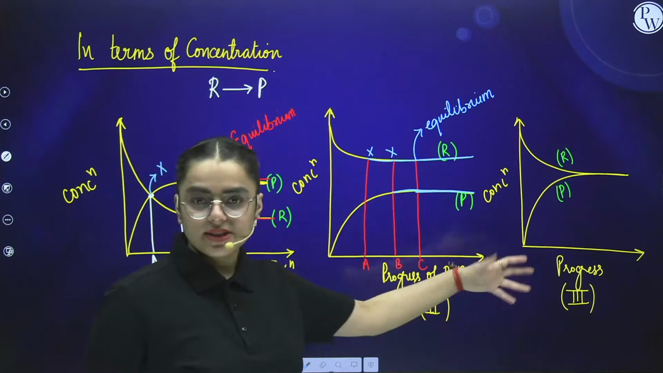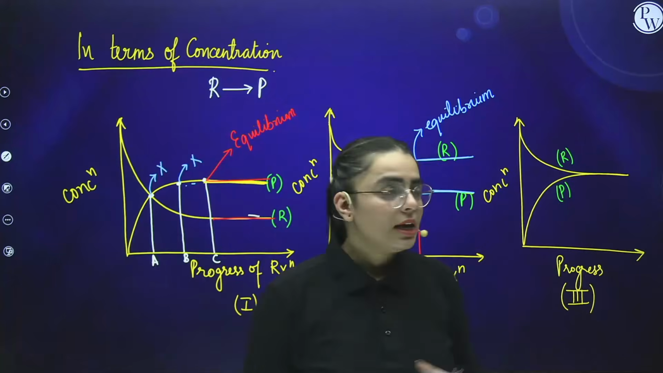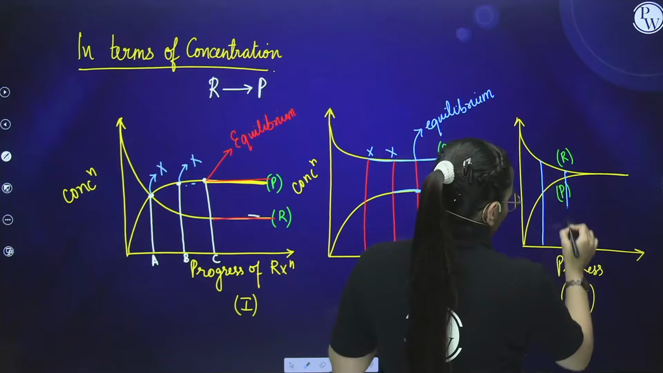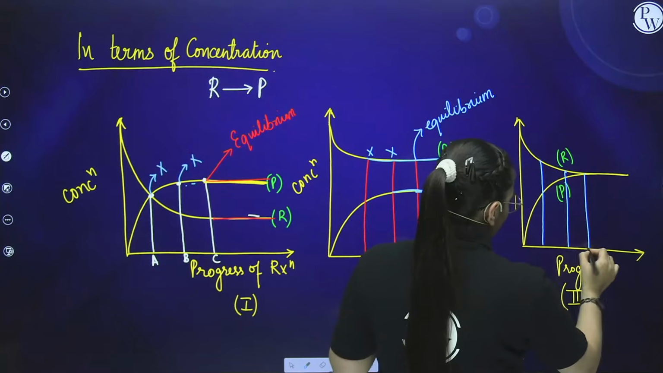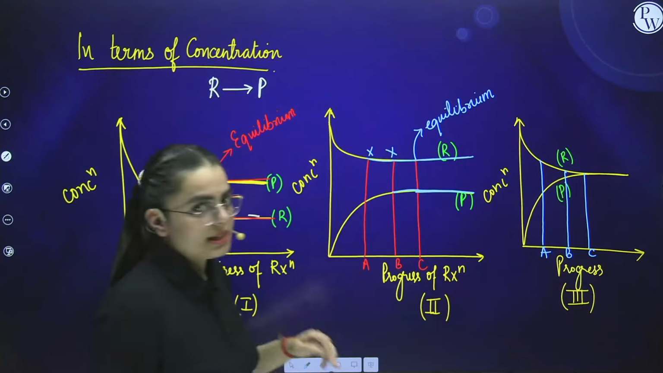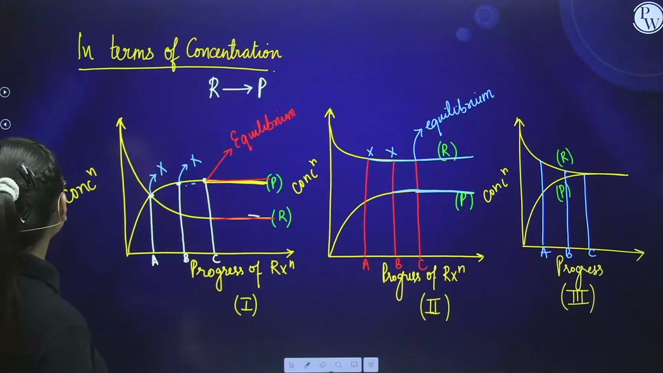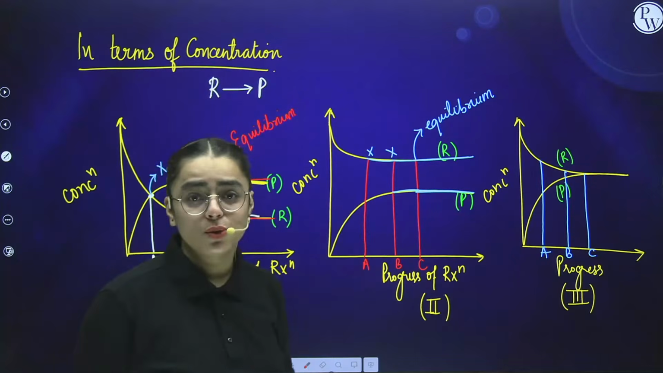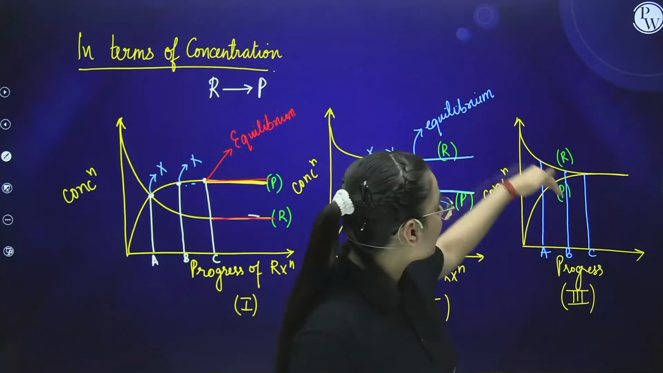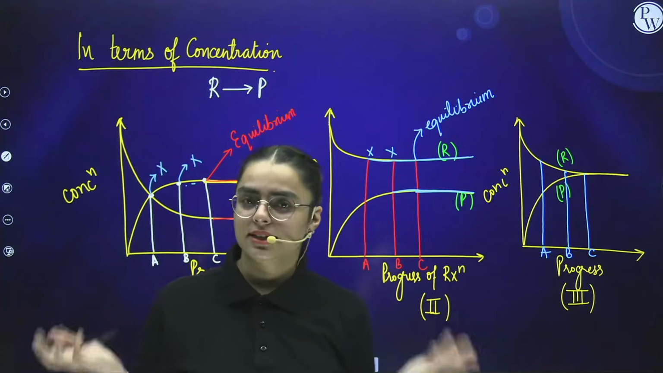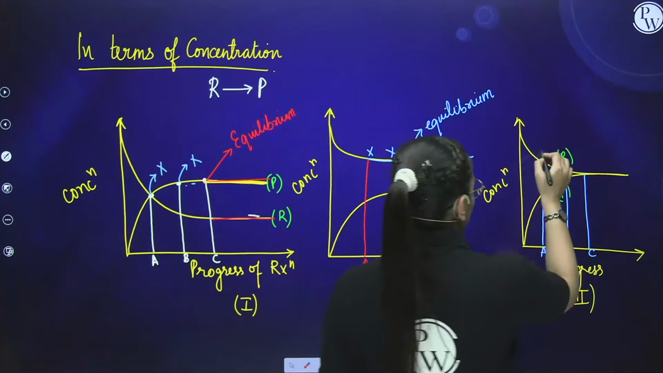Okay, now let us move towards the last graph. If I talk about this graph, this is your A, this is your B, this is your C. Kindly tell me, is A point responsible for an equilibrium state? No. Why? Because at A point the reactant is being decreased and the product is being increased, and it keeps on moving in an increase and decrease situation. So here at A point, no equilibrium.